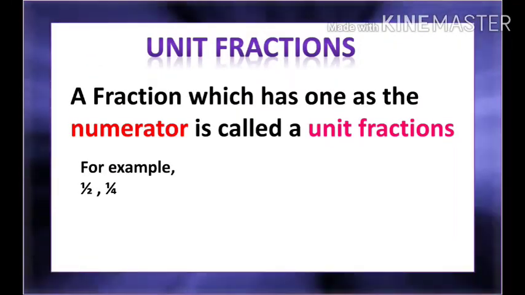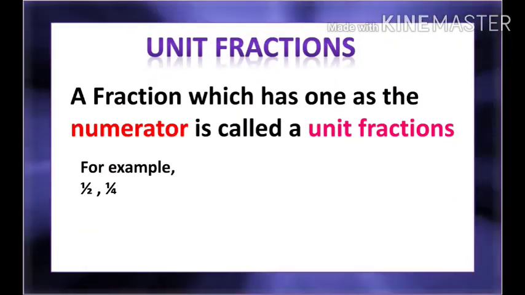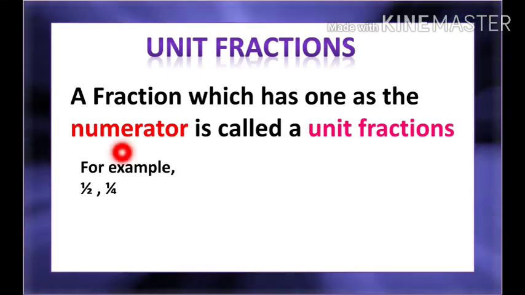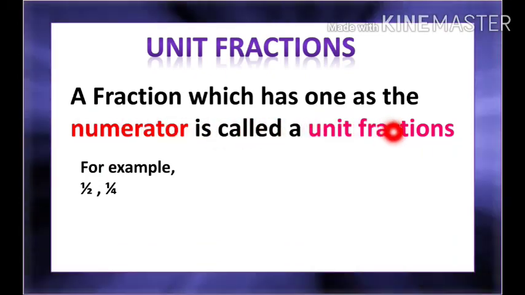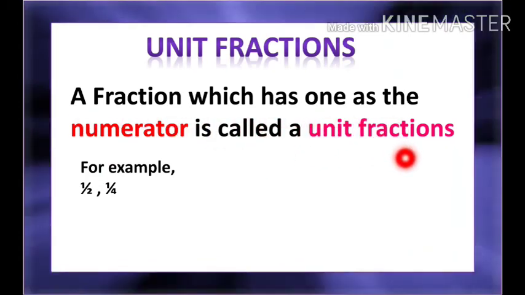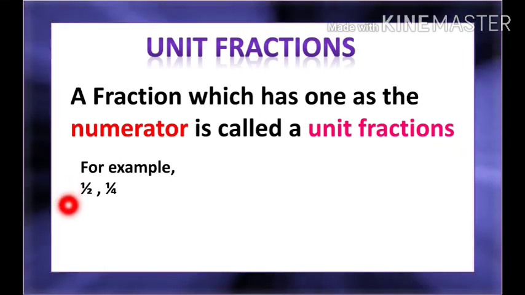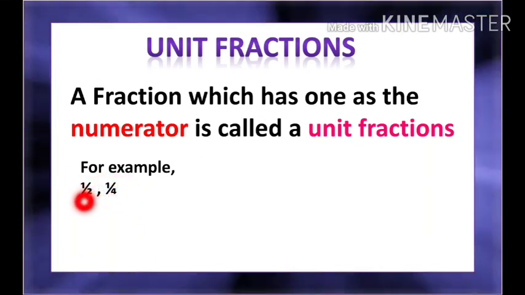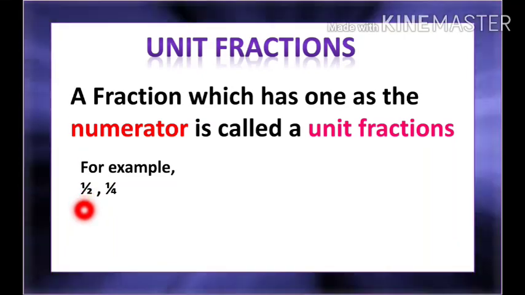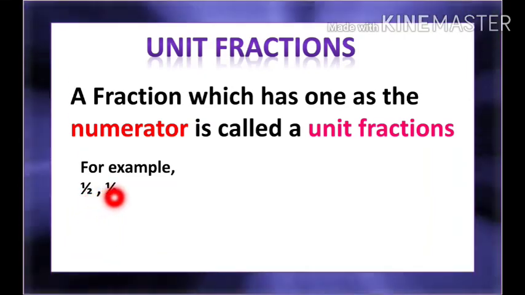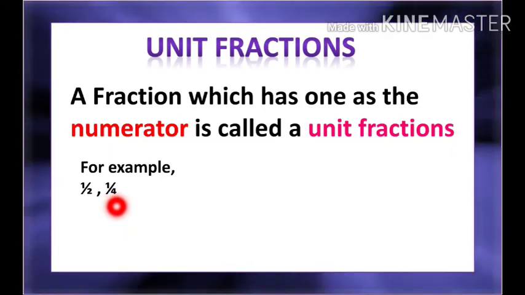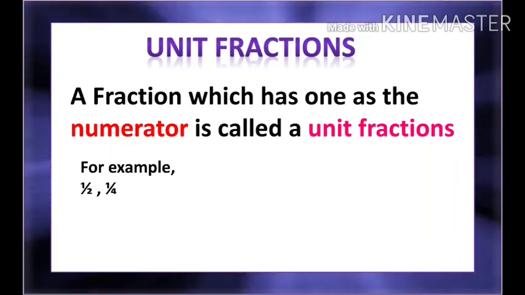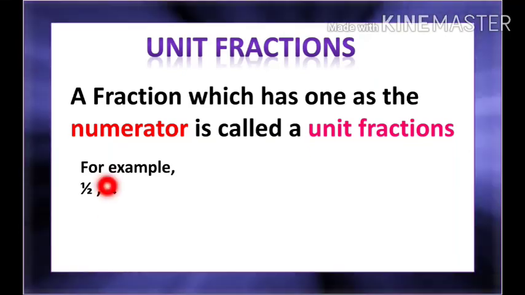Now let's recall the topics we discussed in the last session. Unit fractions. A fraction which has 1 as a numerator is called a unit fraction. For example, 1 by 2 and 1 by 4. Here 1 is in the place of numerator and 2 in the place of denominator. Similarly, 1 in the place of numerator and 4 in the place of denominator. So this is called a unit fraction because here 1 is the numerator.